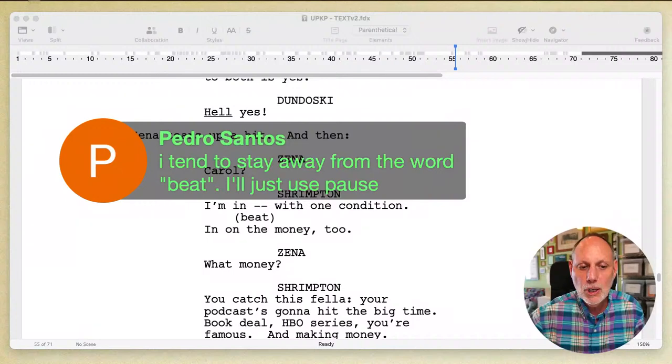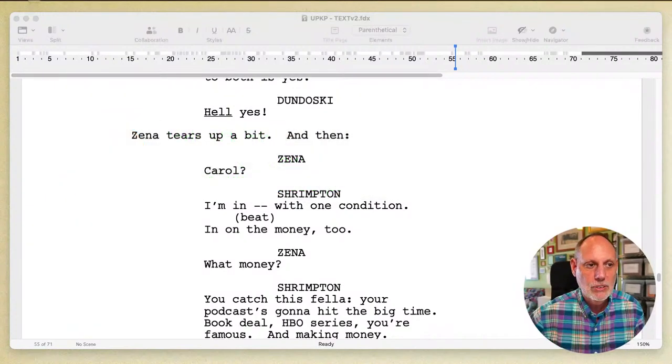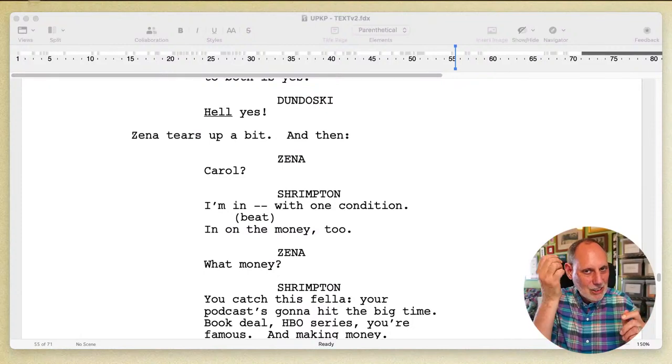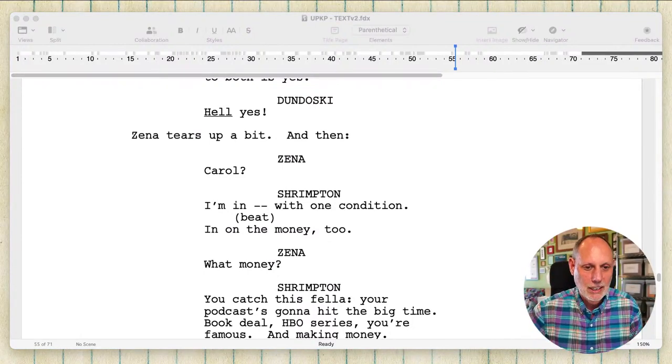The reason that I don't say pause is because a pause is a serious silence, as far as I'm concerned. A pause is like, you're noticing it. This is a little tiny switch.